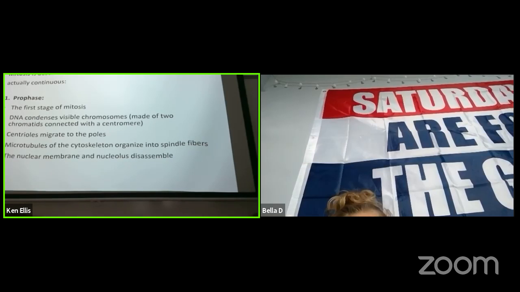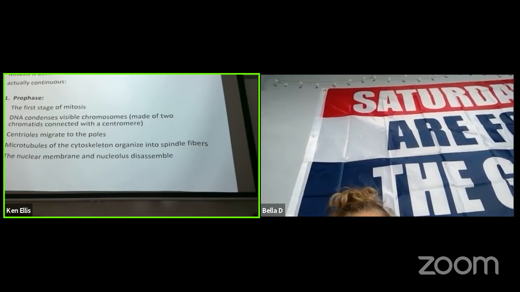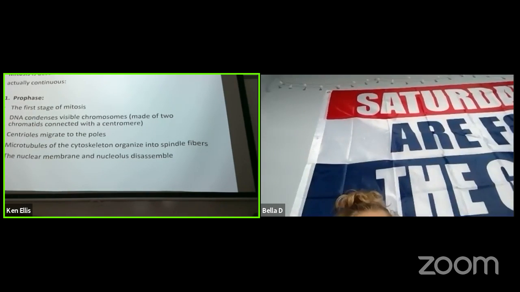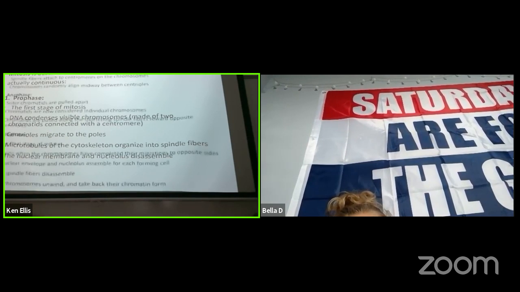Microtubules, oh yeah, that's the part of the cytoskeleton to organize the spindle. Nuclear membrane and the nucleolus disassemble, which means I don't see them anymore. Now, check it out. Let's read telophase, skip ahead here.